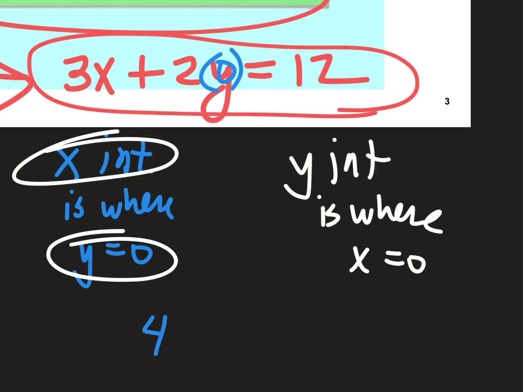You have to write it as a point. The x-intercept isn't just 4. The x-intercept is where y equals 0. So it's 4, 0. Boom. Did you follow that? Did you get what I did there? I knew that the x-intercept would be where y is 0. So I stuck 0 in and solved it in my head quick. 3 times 4 gives me 12. X is 4, and then I just have to write it the right way.